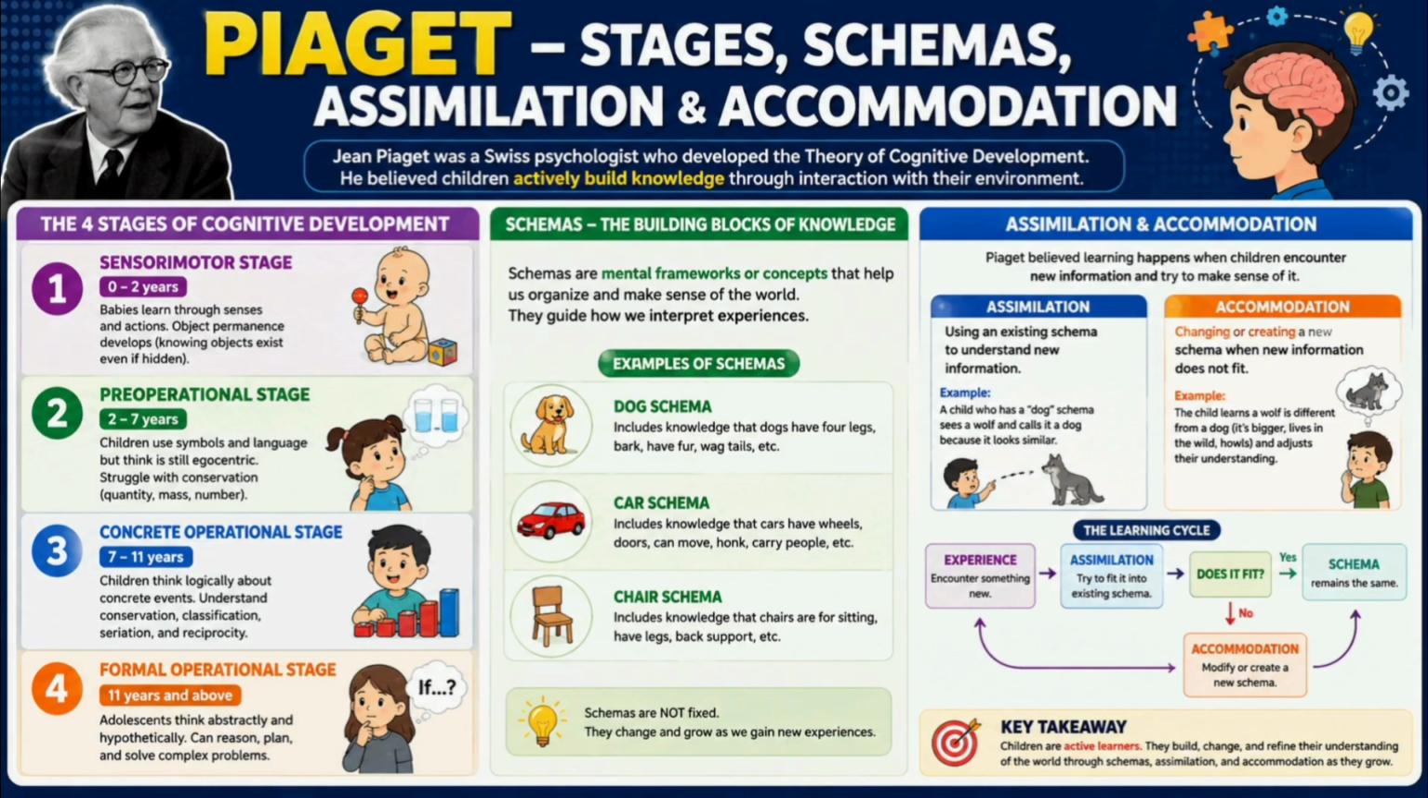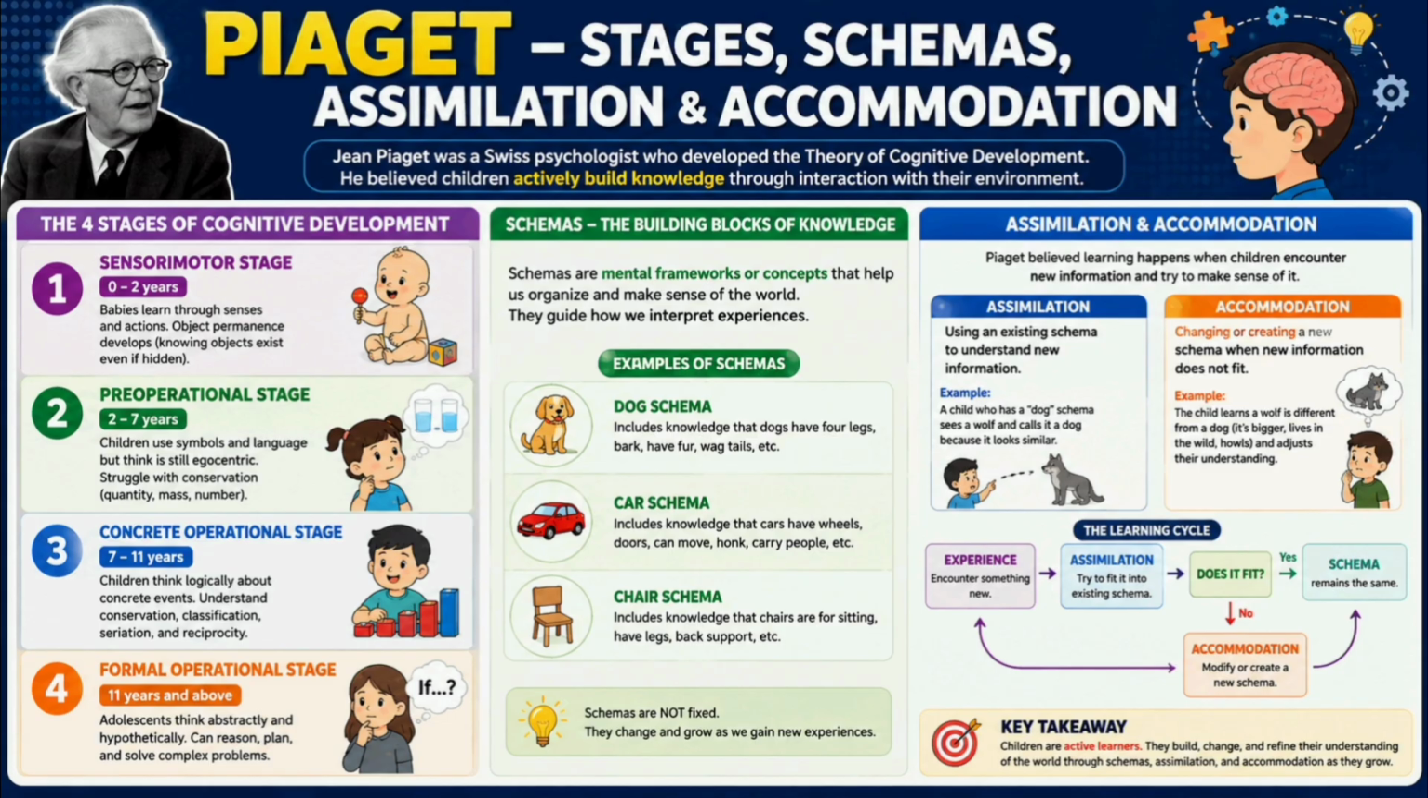Piaget believed that children's thinking develops gradually through different stages. He proposed four major stages of cognitive development. These are sensorimotor stage, preoperational stage, concrete operational stage, formal operational stage. Let's understand each stage carefully.